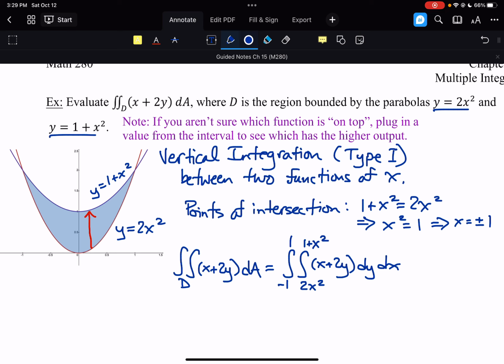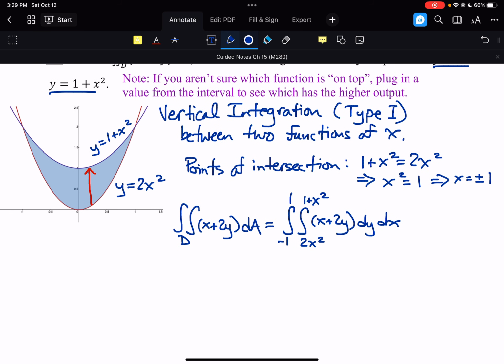And now when it comes to evaluating the integral, we just go one integral at a time. So we're going to set up this inside integral. So we'll leave the outer one alone. Don't neglect it. The outer integral needs to stay there, but it doesn't need to actually do anything at the moment. So if we take the antiderivative with respect to y, we're going to get xy plus y squared from 2x squared to 1 plus x squared. dx is still out there.